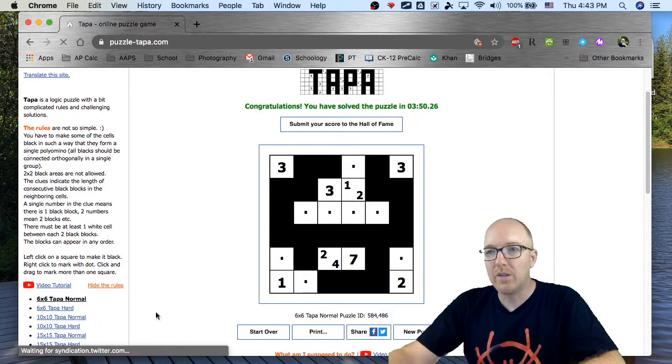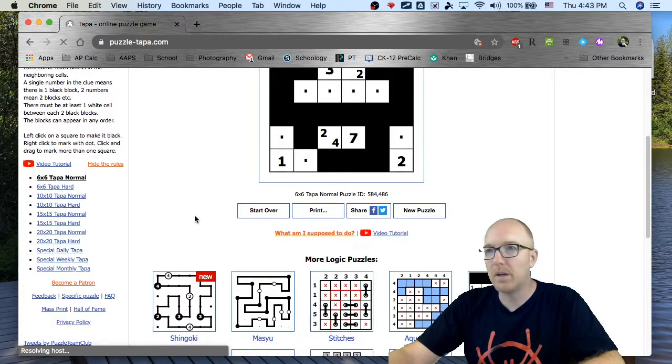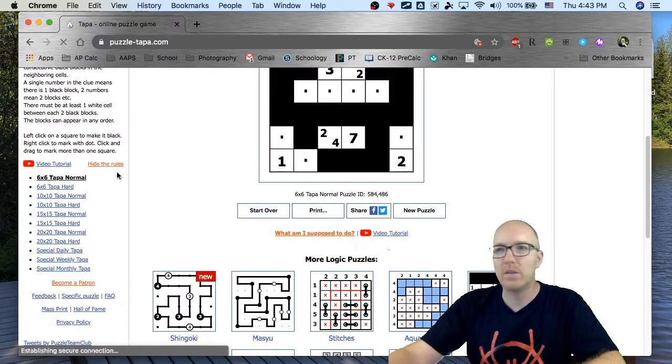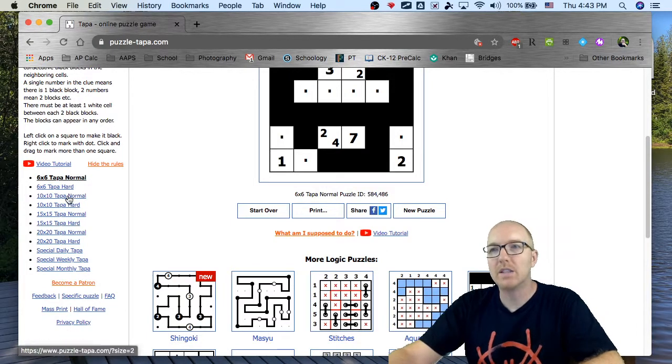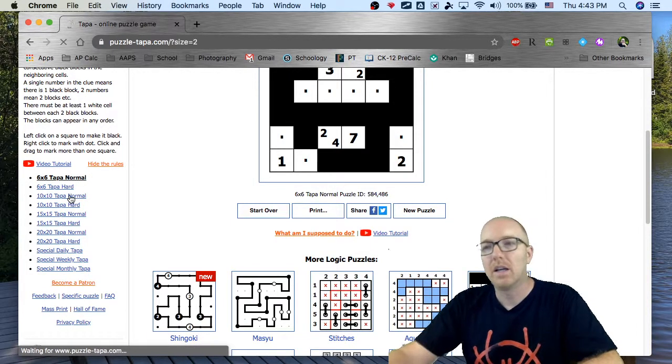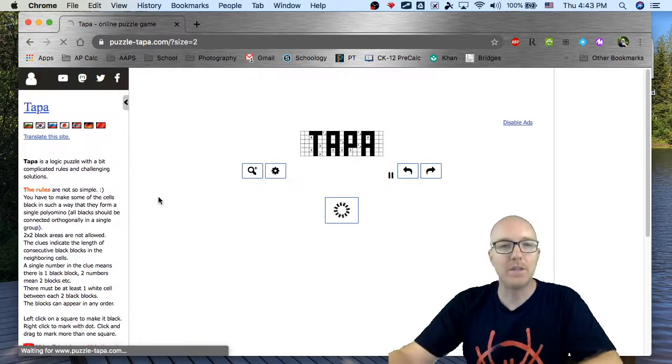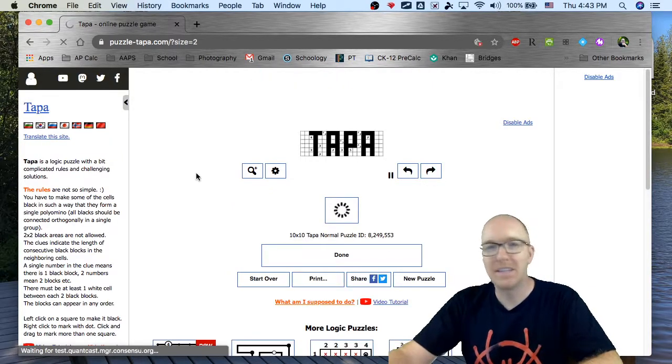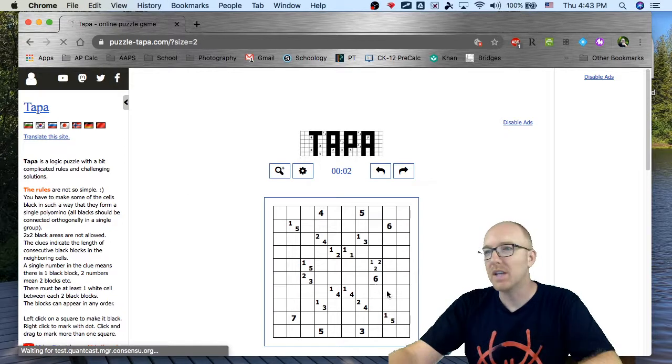Okay, so some of my students were like, how do you get to more difficult puzzles? If you scroll to the left, you'll see a bunch of puzzles here. Here's a 10 by 10 Tapa. I'm just starting out, so let's see how this goes. Hopefully I'll give you some good tips and tricks. Ooh, a little bit smaller, nothing wrong with that.